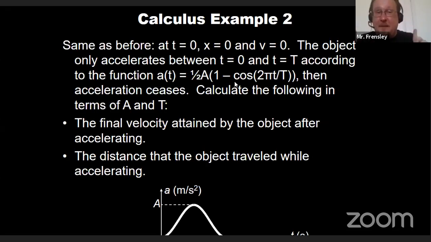It's the same process, except a different acceleration function. And this one has symbols. So when you finish, you're going to have A and capital T in your answers. The acceleration is 1/2 capital A, a constant, times 1 minus cosine of 2 pi t, the variable for time, over capital T. So you're going to give me the final velocity in terms of capital A and capital T.